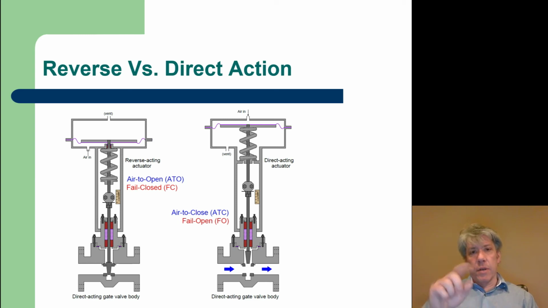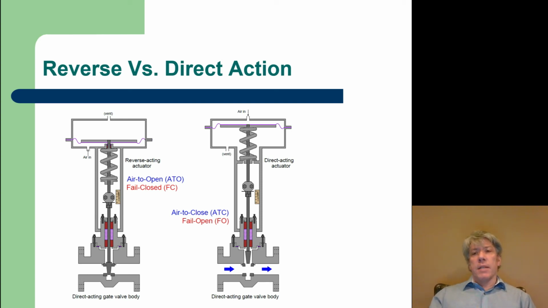Or in the right-hand side, you notice the air can be put in from the top and push the diaphragm down, which pushes the stem into the valve body, choking off flow. Now, the one on the left requires air to open. So if air failed, the valve would fail in the closed position because the spring would push the valve stem down into the valve body, which would close off the flow. So this is an air to open, a fail closed valve. On the other hand, the right-hand side illustration is air to close. So you've got to push air into it to block the flow off. So this is a fail open valve.